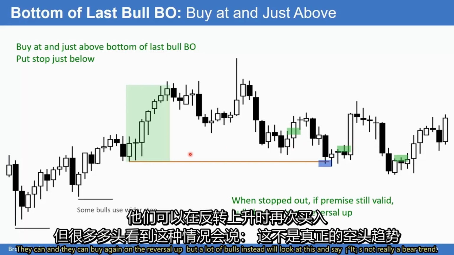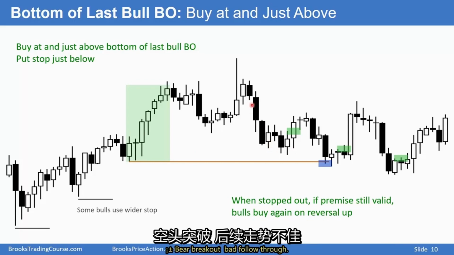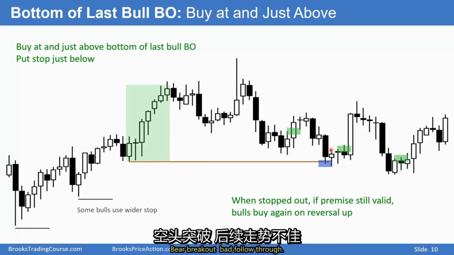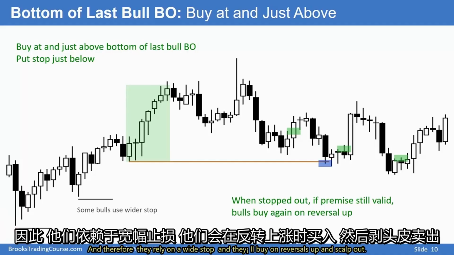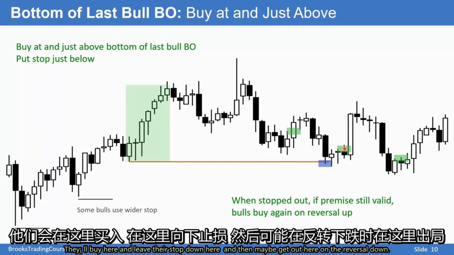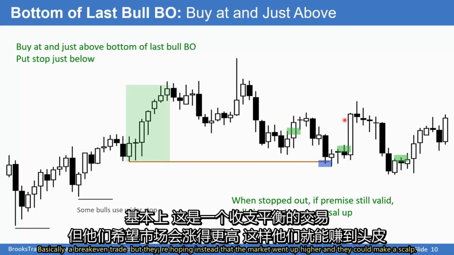But a lot of bulls instead will look at this and say, it's not really a bear trend. It looks more like a bear leg in a trading range. Bear breakout, bad follow through, a second reversal up, bear breakout, bad follow through. And therefore, they rely on a wide stop and they'll buy on reversals up and scalp out. They don't want to keep getting stopped out, like buy here, stopped out, buy again here. They'll buy here and leave their stop down here, and then maybe get out here on the reversal down, basically a break-even trade. But they're hoping instead that the market went up higher and they could make a scalp, but sometimes it does not.